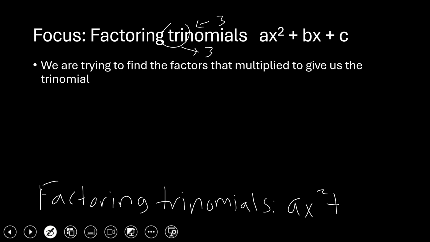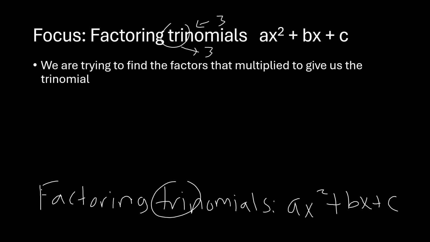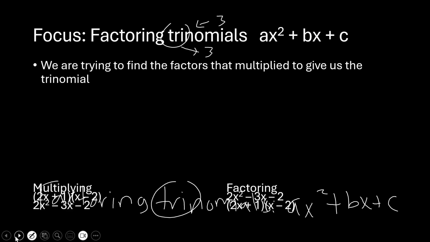And by that, we mean 3 terms. So prefix tri means 3, and the 3 terms are the ax squared, the bx, and the c. And what we are trying to find are the factors that multiplied to give us that trinomial. So I'm going to give you an example.